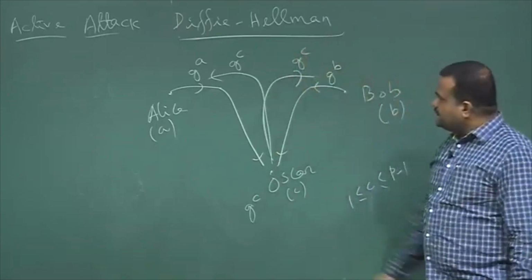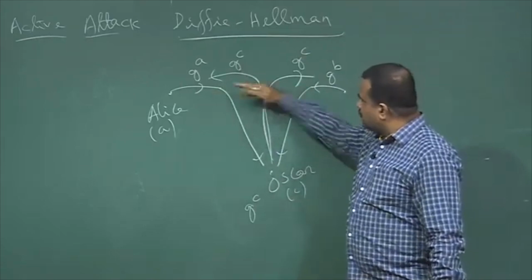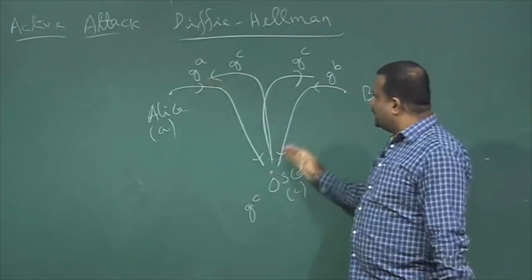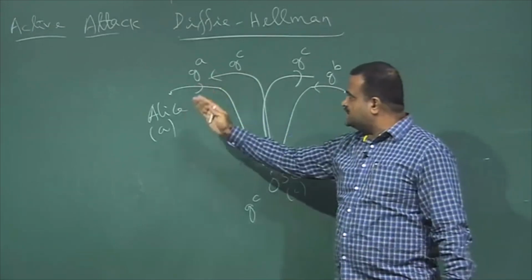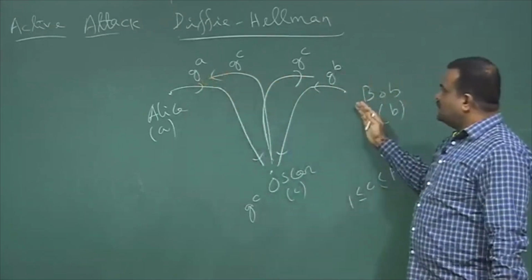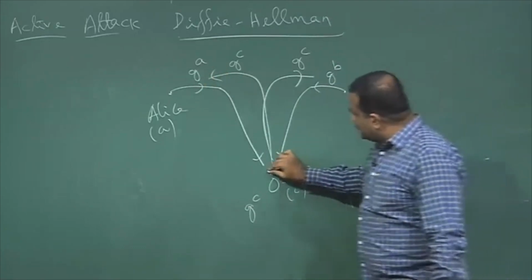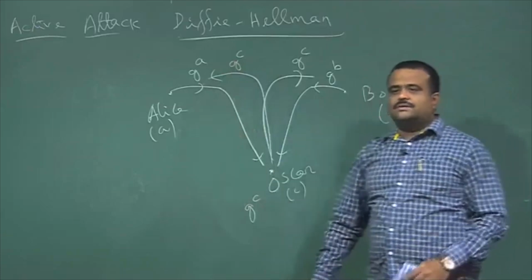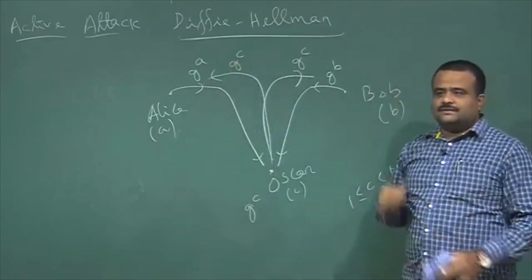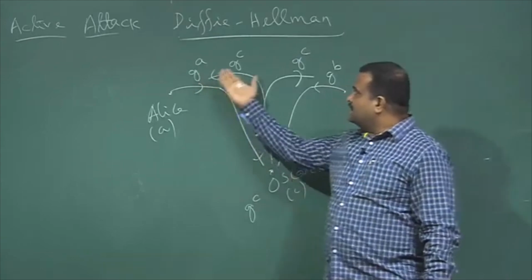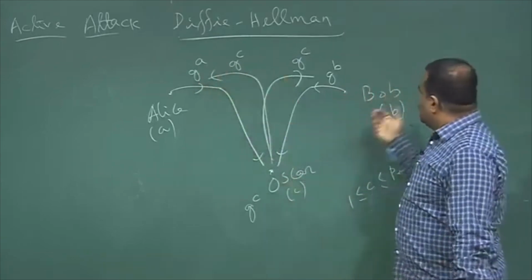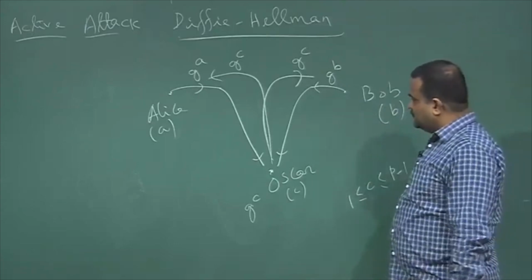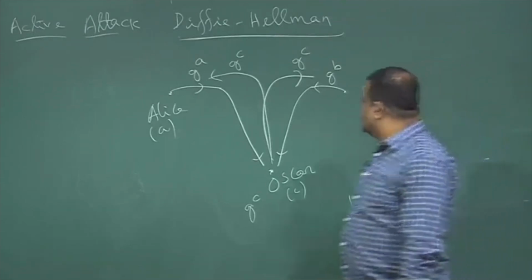Oscar stops the communication between Alice and Bob. Oscar takes G to the power A and G to the power B, and does not allow G to the power B to go to Alice or G to the power A to go to Bob. Instead, Oscar computes G to the power C and sends it over the public channel. Alice will think that G to the power C is coming from Bob, and Bob will think that G to the power C is coming from Alice. So what is the attack?